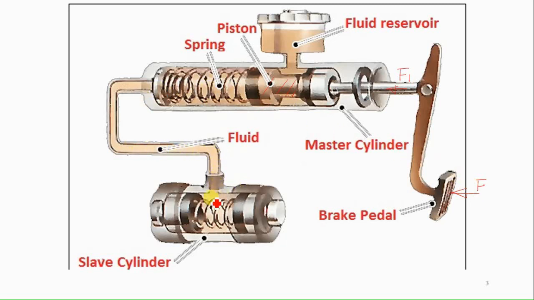Over the wheels there are two types of cylinders. For the disc brake, there are caliper cylinders, and for the drum brake, there are wheel cylinders. For the disc there is a caliper, and that particular caliper or cylinder provides the necessary braking effort.